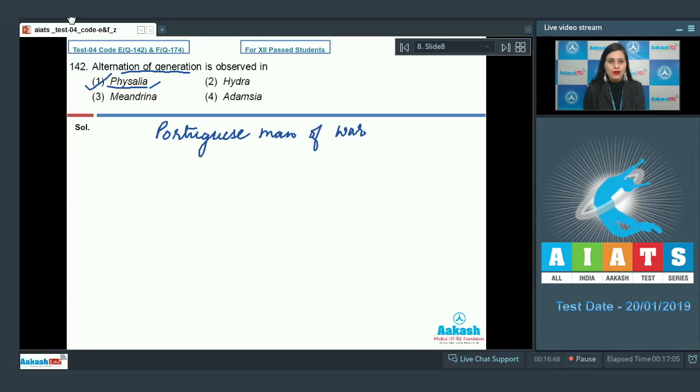Let's discuss other options also. The second option given is Hydra, which is commonly known as freshwater polyp, Meandrina, which is commonly known as brain coral, and Adamsia, which is commonly known as sea anemone. These are the incorrect options because these coelenterates exist as polyps only. So the correct answer to this question is option number 1. Let's proceed to the next question.